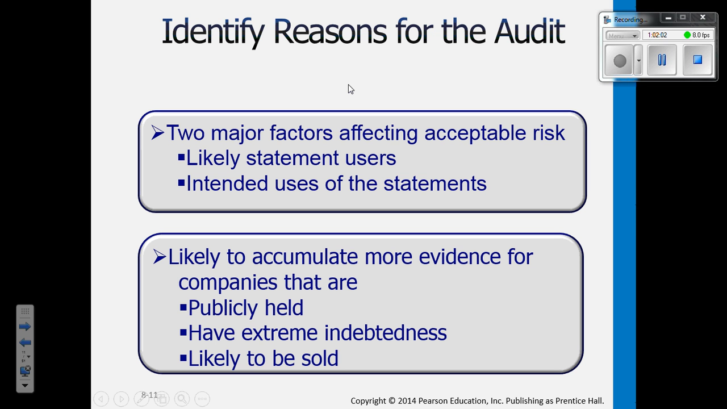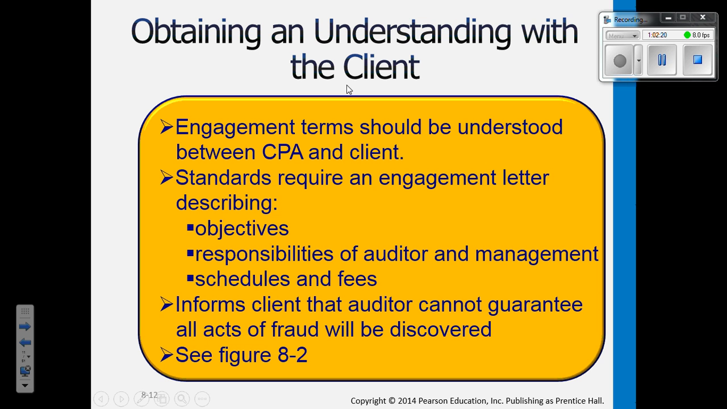Okay. Two major factors affecting acceptable risk: likely financial statement users, who's going to use them, and the intended use of the statements, what they're going to use them for, borrow money or issue stock or whatever. Likely to accumulate more evidence for companies that are publicly held, no kidding, have extreme indebtedness, they're in trouble relative to their assets, of course. Likely to be sold, okay, divorce proceedings and small clients.